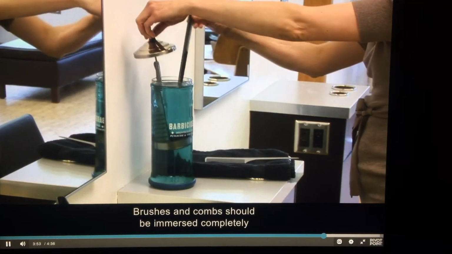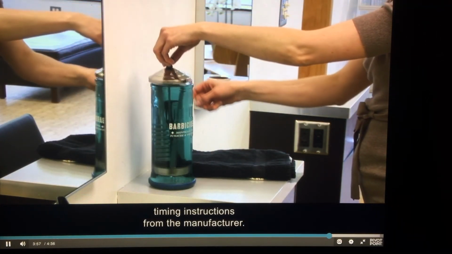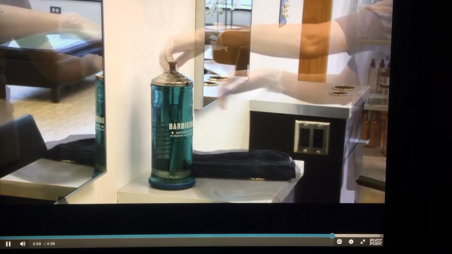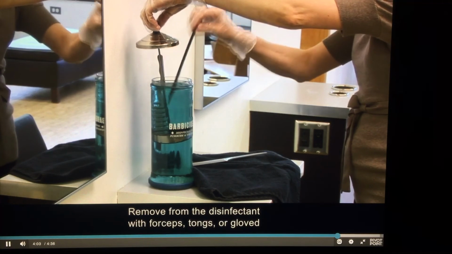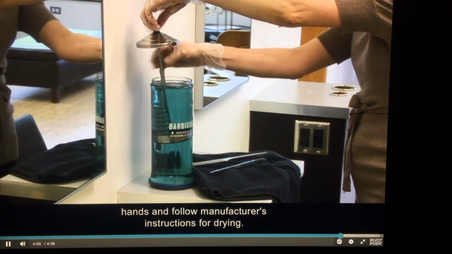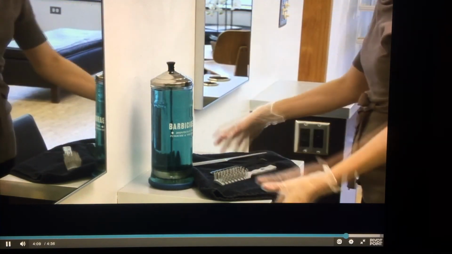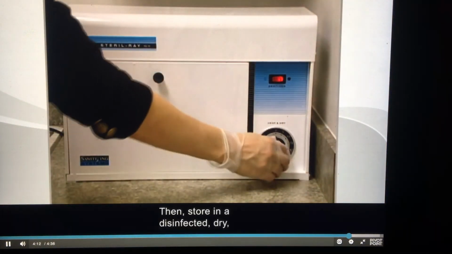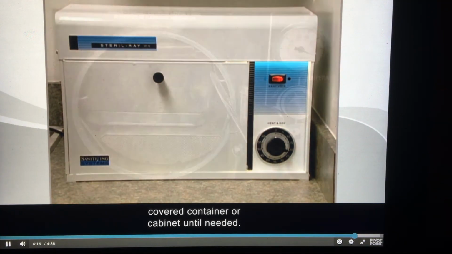Brushes and combs should be immersed completely in the disinfecting solution, following timing instructions from the manufacturer. Remove from the disinfectant with forceps, tongs, or gloved hands and follow manufacturer's instructions for drying. Then store in a disinfected, dry, covered container or cabinet until needed.